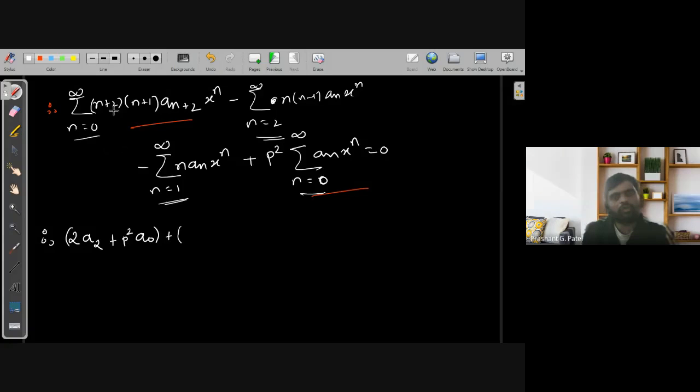Now when n equal to 1. Here when I substitute n equal to 1, this is 3 into 2, that is 6 a3 into x. There is one term of x here also when I substitute n equal to 1. So it is minus a1, because of this minus sign. Minus a1 plus, when I substitute n equal to 1, we'll have p square a1 x. This is the coefficient of x.